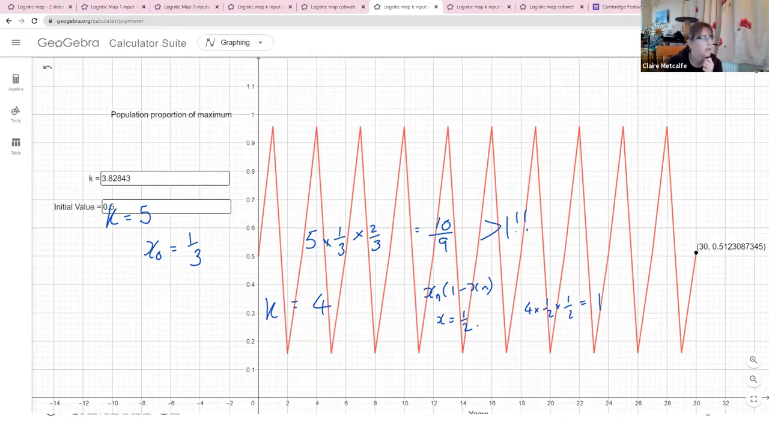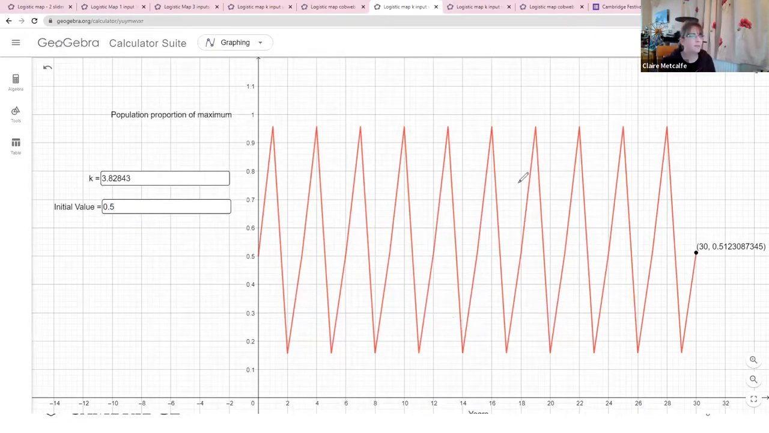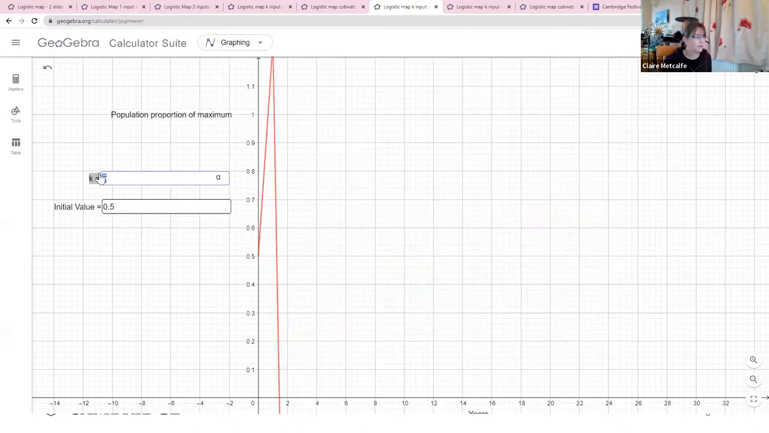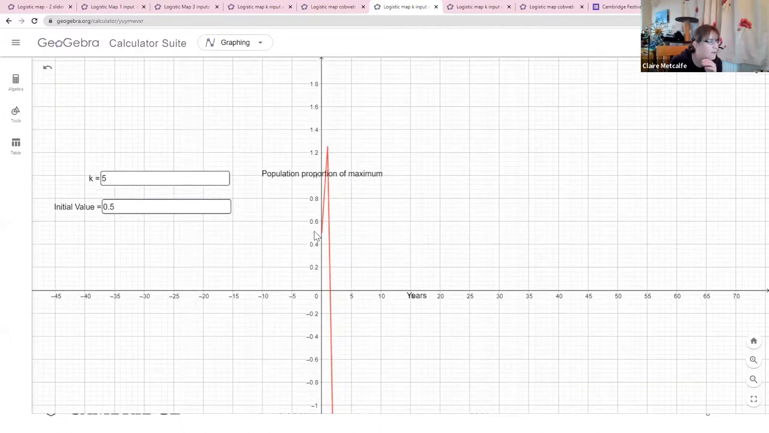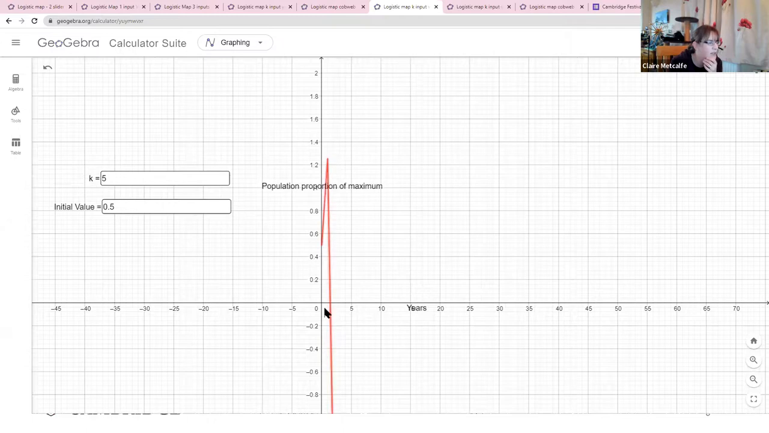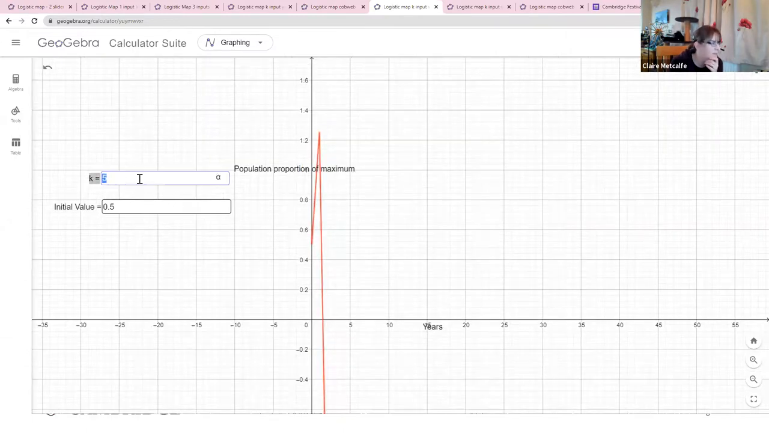So I think I can show you this, because on this one that I've got here, I can actually input a value of k. So you said k equals 5 causes problems. And yes, so you can see when k equals 5, first of all, we went to a population of 1.2-ish, and then we've gone to a very, very negative population, which is a bit dodgy.